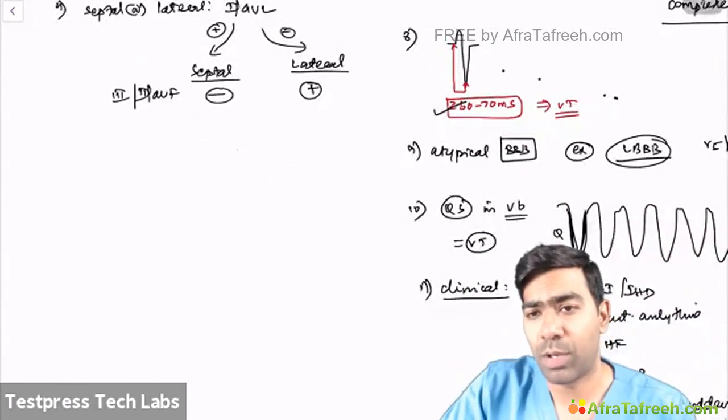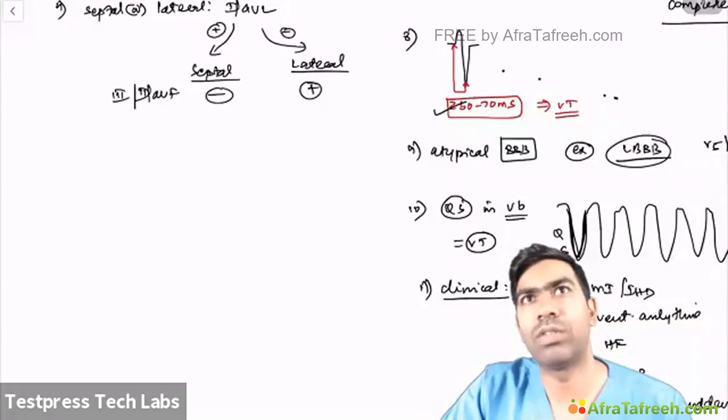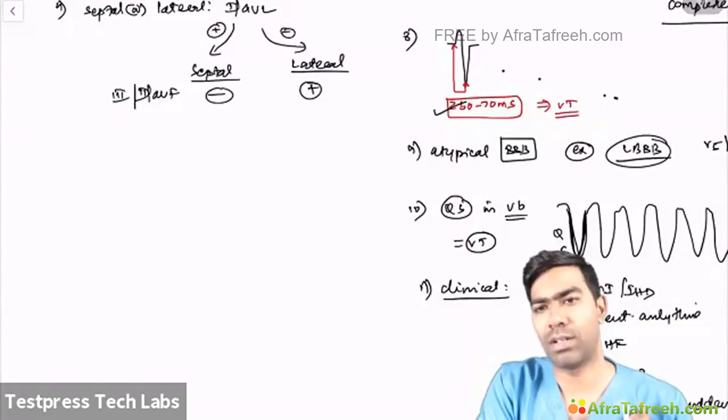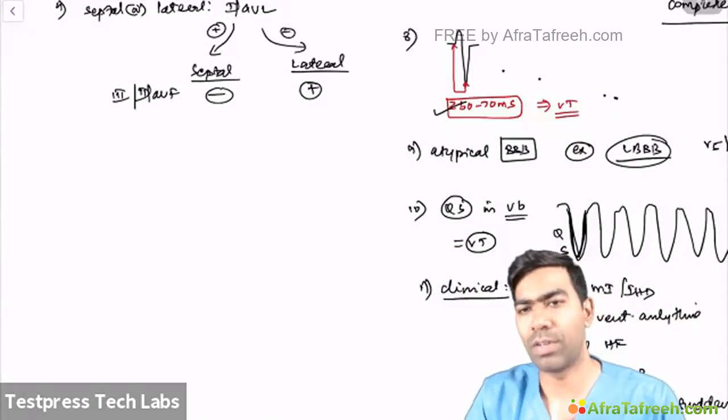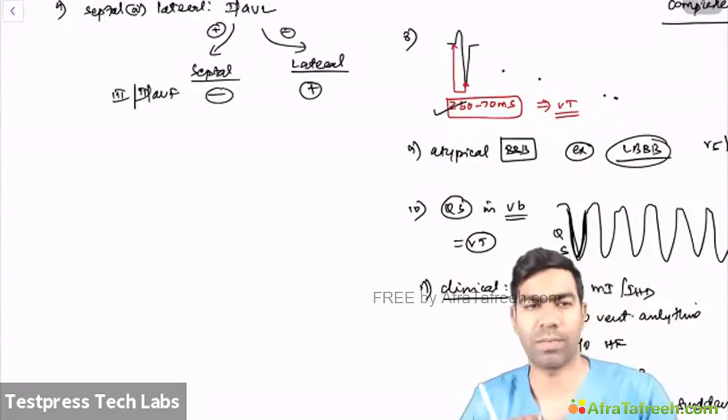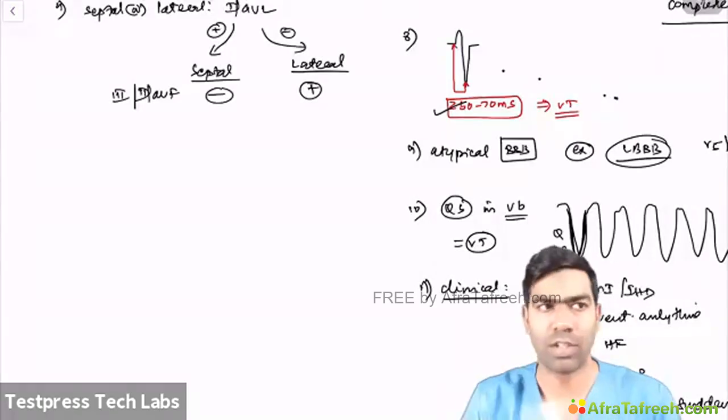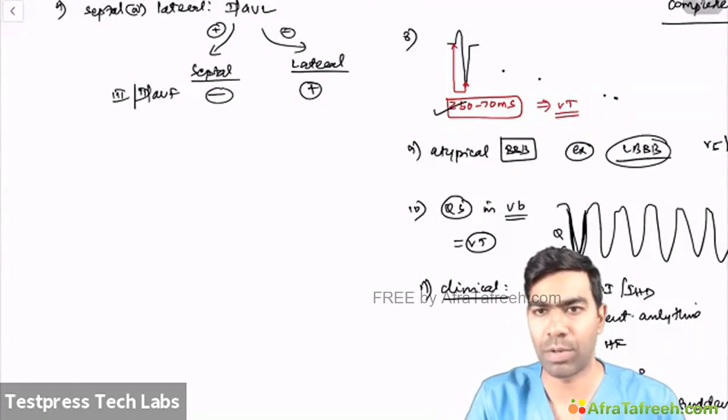If lead aVL is positive, you're asking shouldn't it be lateral? I don't think so. If it's coming from the lateral, it's going towards the septum, so the septum only will be positive, and aVL will be negative only. If it's coming from the septum, it moves towards the lateral side. So in that particular example, your aVL will be positive. It's all about the vector that moves. It's not about where it originates.